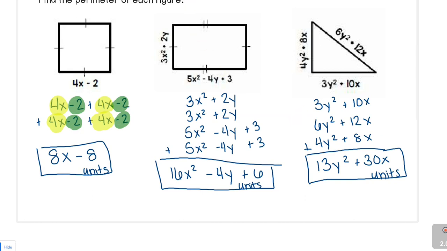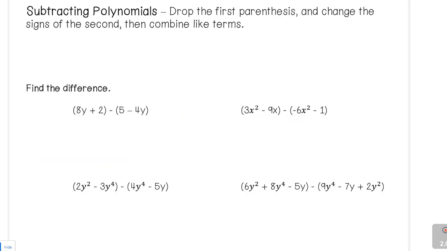So that was adding polynomials. Now we're going to look at subtracting polynomials. To subtract them, we are going to drop the first parentheses and change all the signs in the second set of parentheses, and then combine like terms. So let's look at this first example.